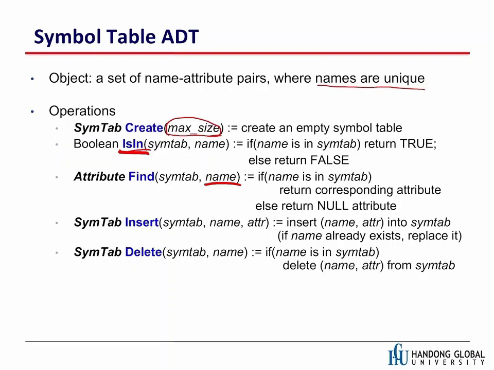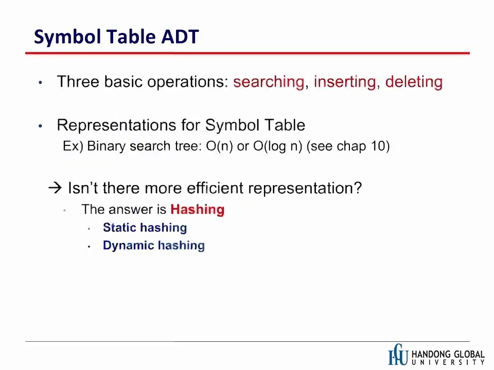Remember, the hash table, the symbol table, is actually a data structure. And if it is a data structure, then search, insert, and delete are fundamental operations. We should be able to insert something, delete something from the data structure, and search. So, as I said a moment ago, we have three basic operations: searching, inserting, and deleting.